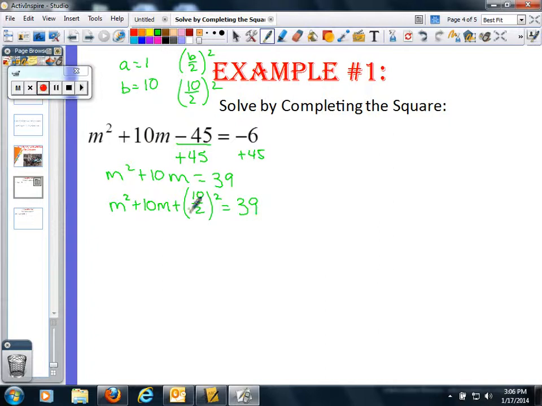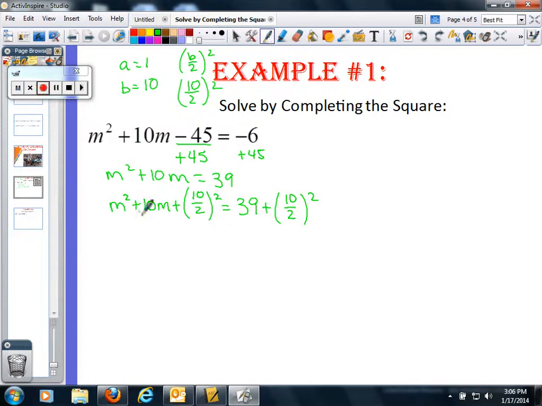Now, because I'm adding it to this side, same idea as when we did this, I added it to this side, which means I had to add it to this side. So since I'm adding here, I also have to add that over here. So this is 10 over 2 squared. Now I'm going to simplify. So I get m squared plus 10m plus, I'm actually going to skip this part right here.